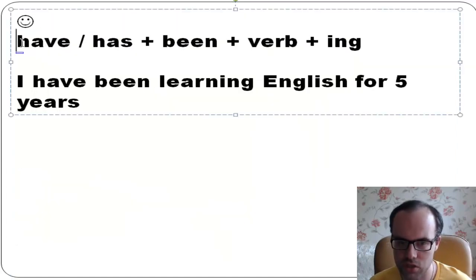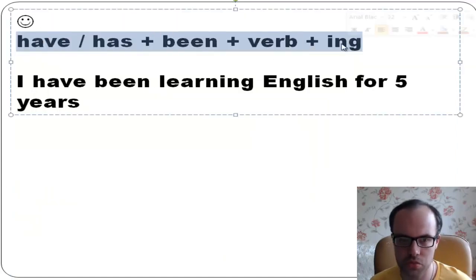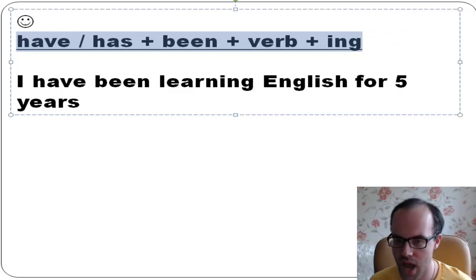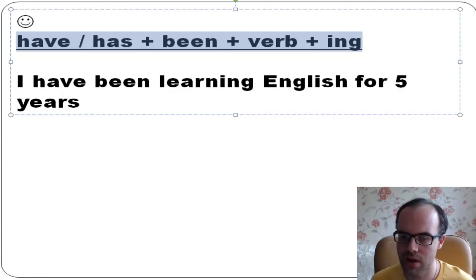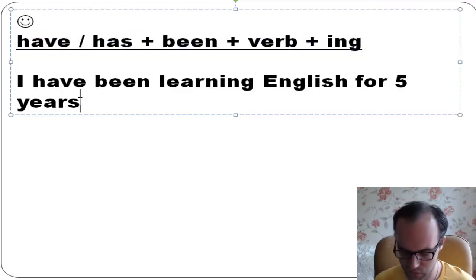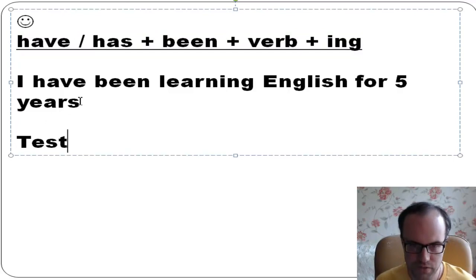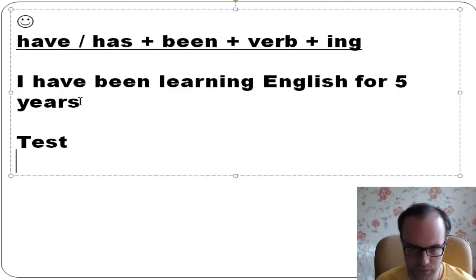So the formation of present perfect continuous. Look, have or has plus been plus verb plus ing. So I have been learning English for 5 years. Only this way. And there is a short test for you.